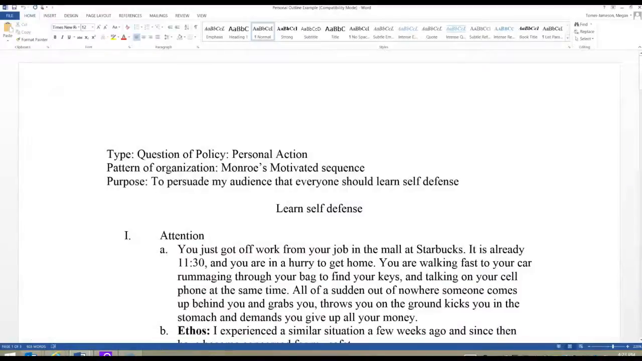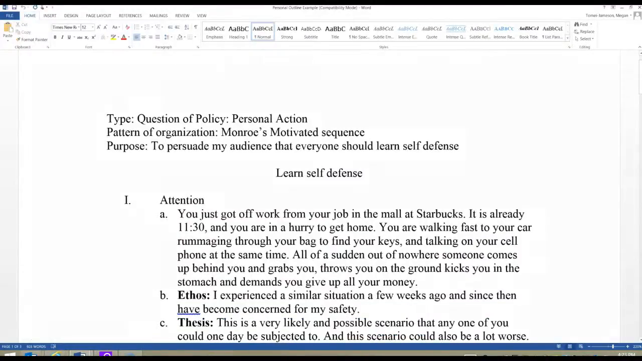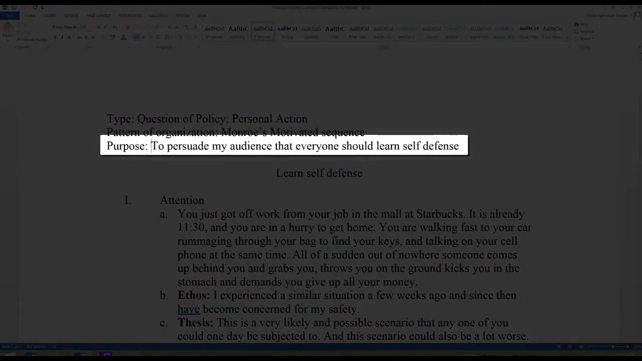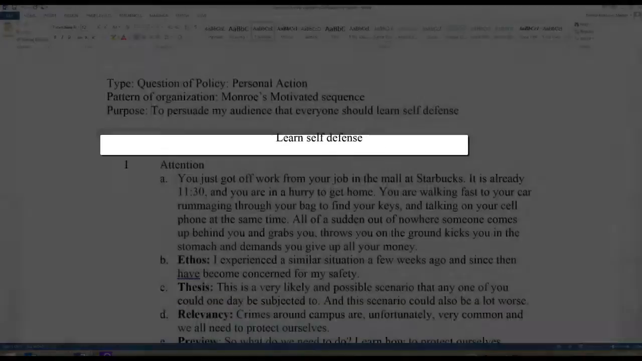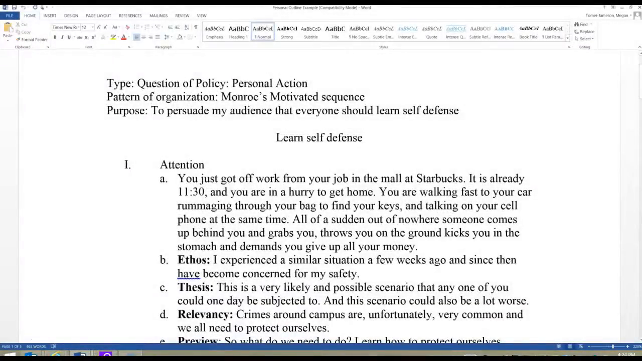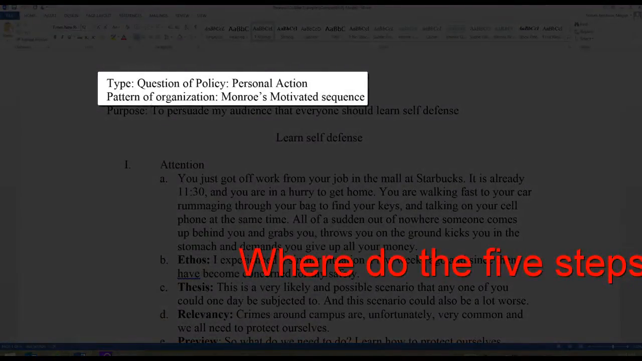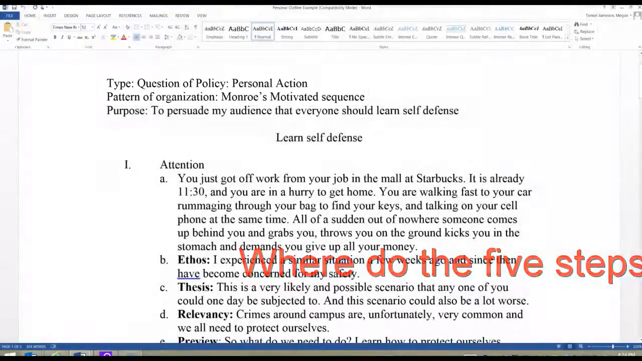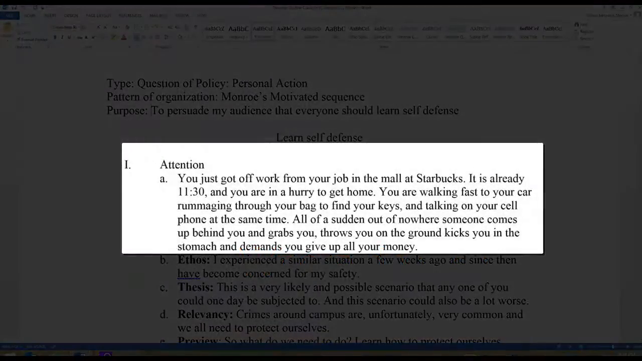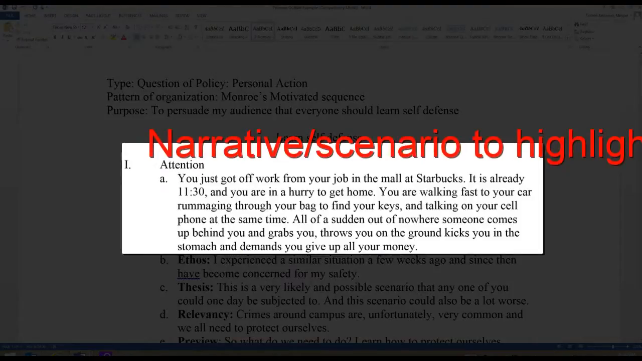So this is what the outline is going to look like. This topic is on persuading the audience that everyone should learn self-defense. Now, the thing that I haven't yet said is how these steps break into the outline. There's 5 steps, so you might be wondering, where do they all go? The first step of attention is actually right here. So remember, it's a narrative or scenario or something basically to kind of illustrate the problem.